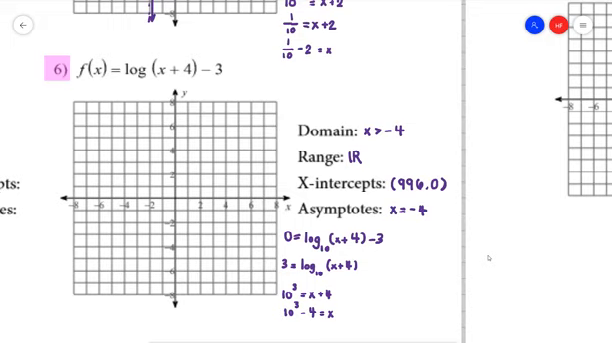We know our asymptote occurs where x is negative 4. We're moving left 4 and down 3. So we're going to take that starting point, move left 4 and down 3. And then left 4 from 10 is 6, down 3 from 1 is negative 2.